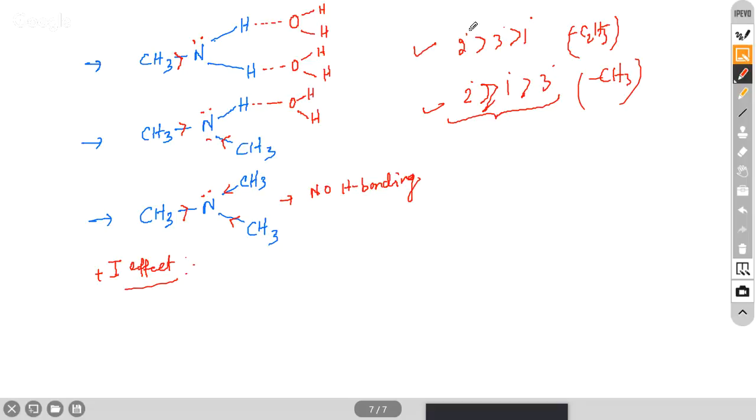So in both the cases, secondary amine is most basic. 3 and 1 we have in case of C2H5. When we have ethyl, the order you have to follow is 2, 3, 1. And when we have methyl, it is 2, 1 and 3. This you have to memorize, it is important.